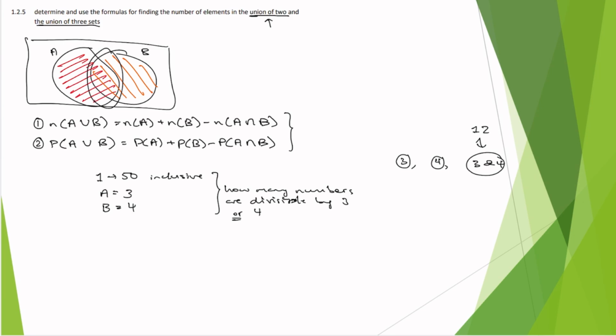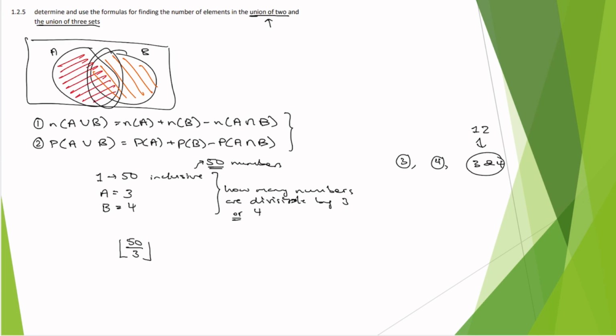If we want to count the numbers between 1 to 50 inclusive, we're going to have 50 numbers. If we want to calculate the number that are divisible by 3, we can simply divide 50 by 3 and find the floor of that. What this floor means is that whatever value we get, we're going to round down.